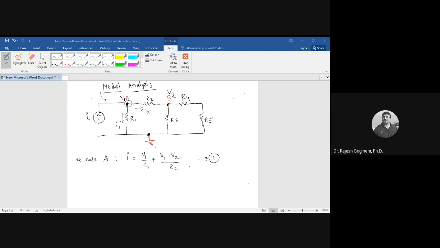Or shall I repeat this one? Is it clear for everyone? Any doubt in writing this equation? Simply it is a KCL. That means the sum of entering currents is equal to the sum of leaving currents.